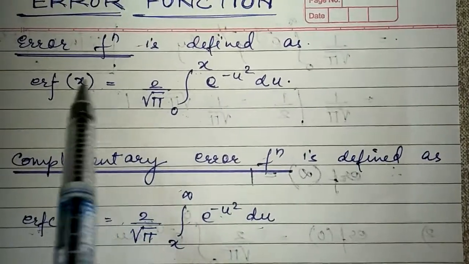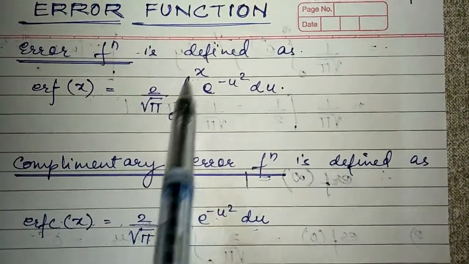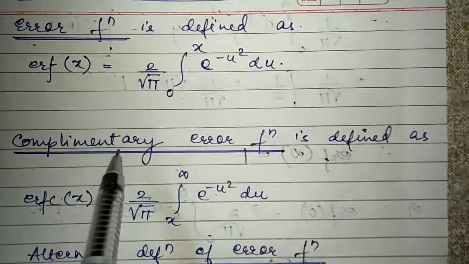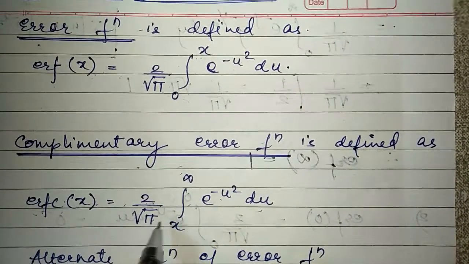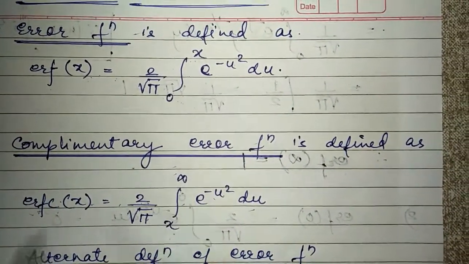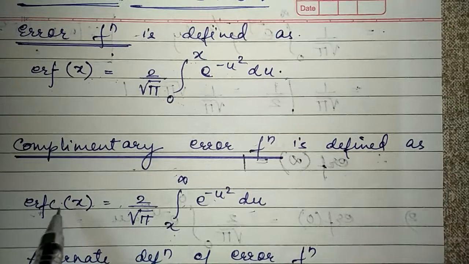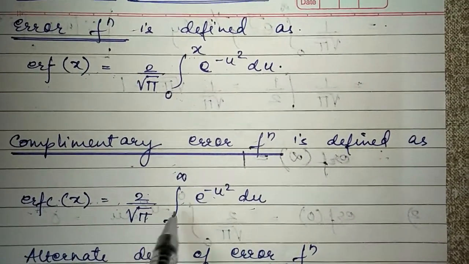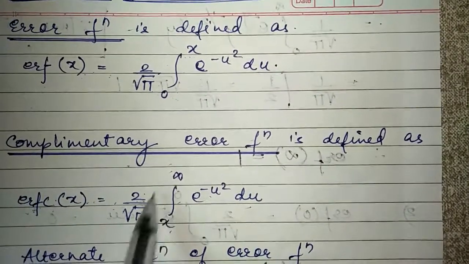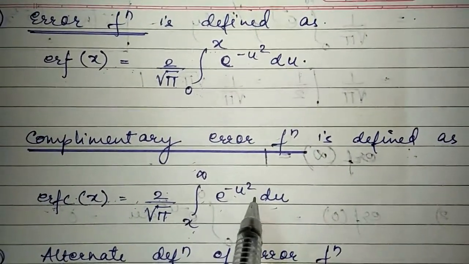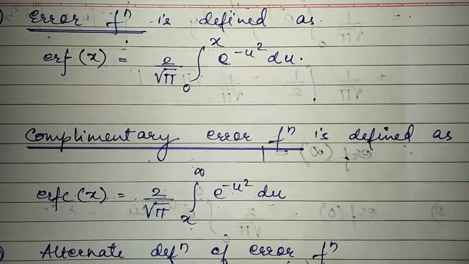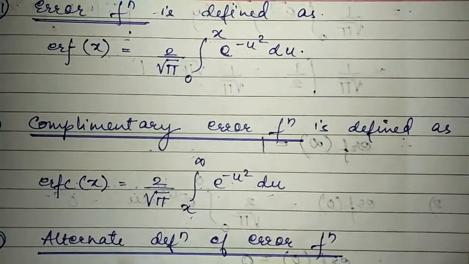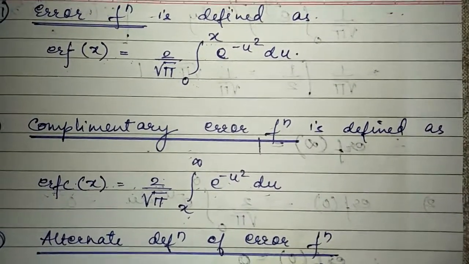Now see the limits. For error function the limits are from 0 to x, and for complementary error function the limits are from x to infinity. So the complementary error function of x is 2 upon root pi integral x to infinity e raised to minus u square du. Now we'll see yet another definition of error function.